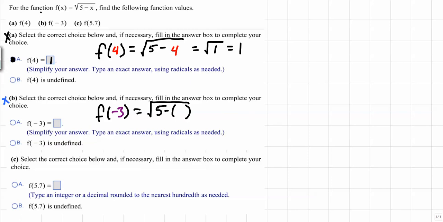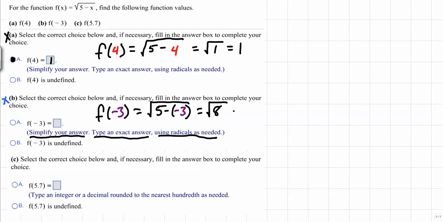parentheses so that I do not lose the negative sign, because that is the single biggest mistake that algebra students make, either putting a negative sign where it doesn't belong, bringing one in, or losing one when they're doing the problem. So this becomes the square root of 8. Now remember, right here it says simplify your answer. Type an exact answer using radicals as needed.